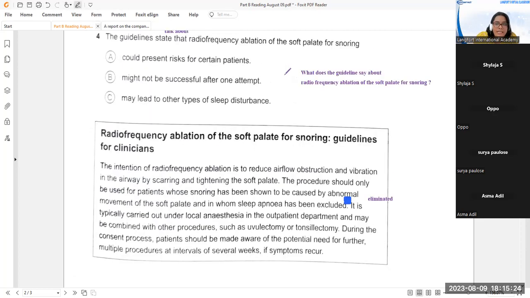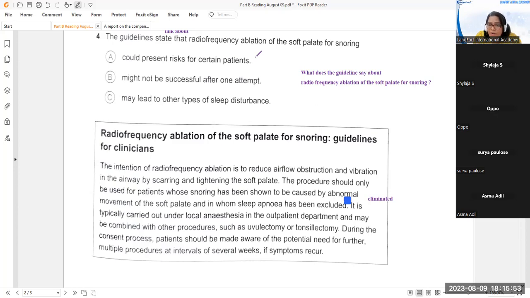Okay. Now, let's have a look at the options. As you can see, this question does not end in a question mark. Anup, can you read each question with the option? The guidelines state that radiofrequency ablation of the soft palate for snoring could present risks for certain patients. According to the guidelines, radiofrequency ablation of the soft palate for snoring could present risks for certain patients. Have they talked about risks?